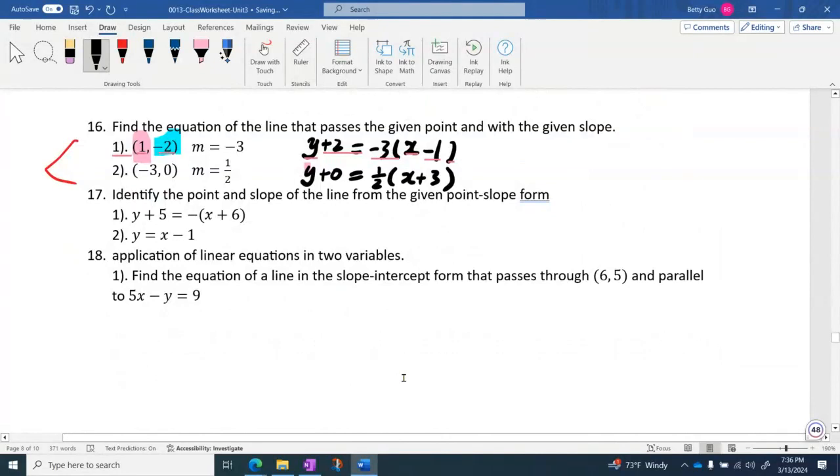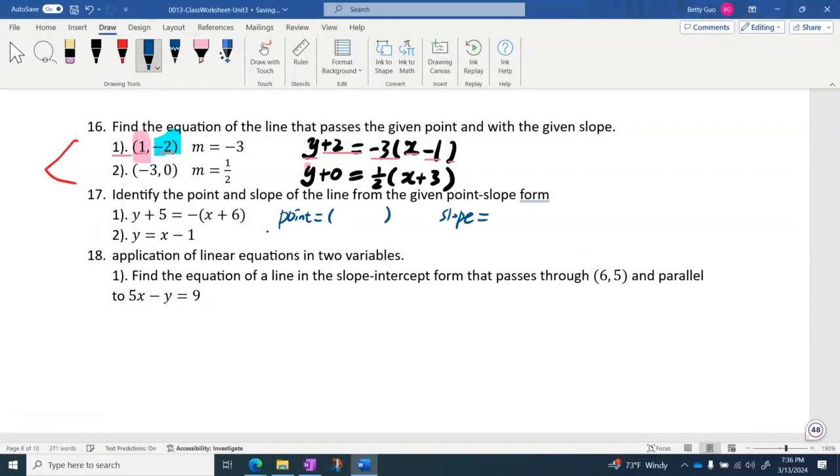Number 17 is the other way around. Number 16, we are given a point and the slope. We are looking for the point slope form. Number 17, we are given the point slope form. We are looking for the point and the slope. So we are doing the opposite. Point, slope. And this one, point, slope. Doing the opposite, right? Let's see how we do that.